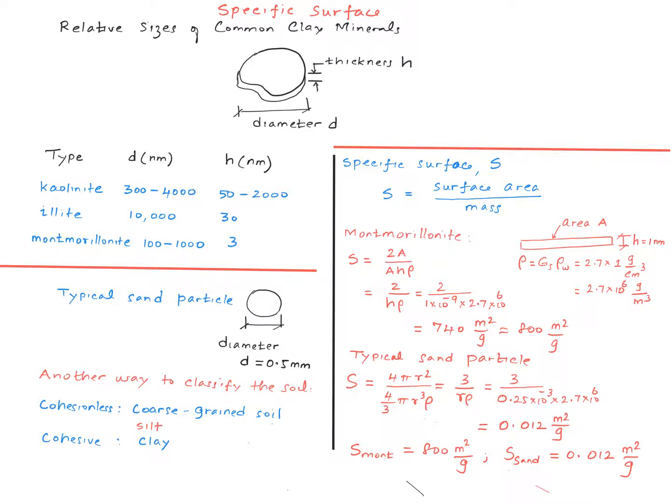If I repeat these calculations for this sand particle, you will end up with the value of 0.012 meters squared per gram for the specific surface of this typical sand particle. So here's the comparison of the two values, and therefore this clay particle has a much larger specific surface than this typical sand particle. It turns out that cohesion is a surface phenomenon, and this is the reason why clays have cohesion, whereas coarse-grained soils like sand don't.